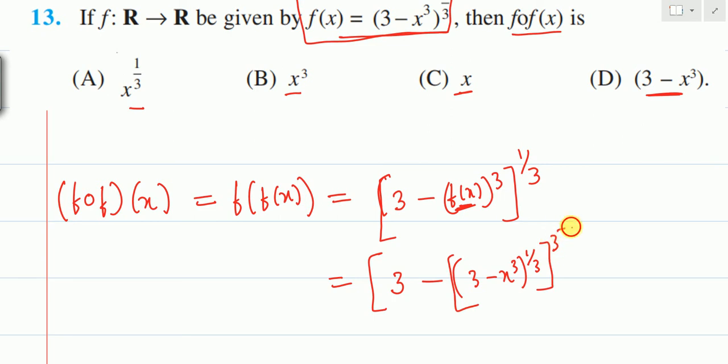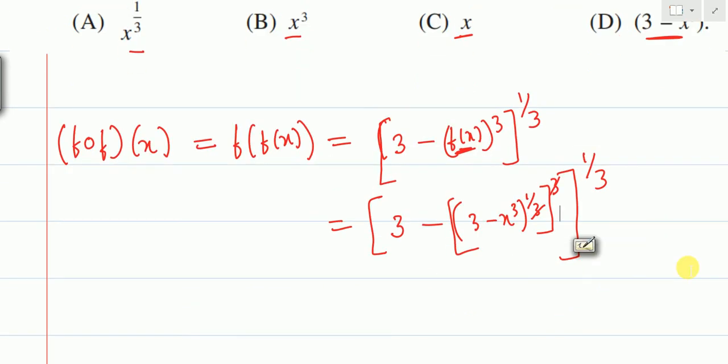Whole cube whole to the power of 1 by 3 here. Now this 3 and 3 will be eliminated, and we are left with 3 minus of (3 minus x cube) whole to the power of 1 by 3.